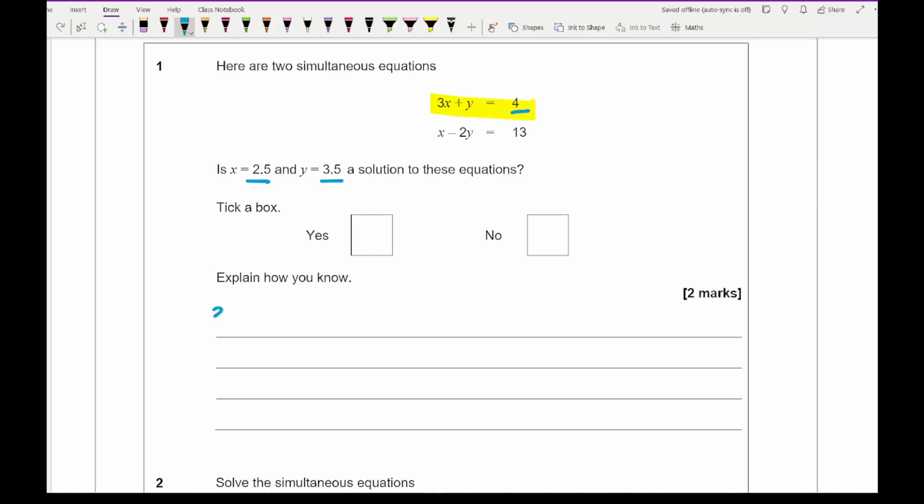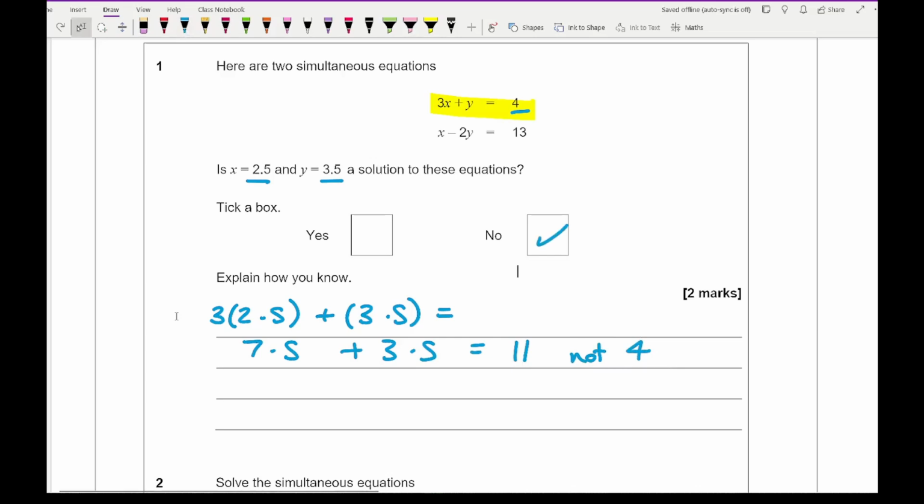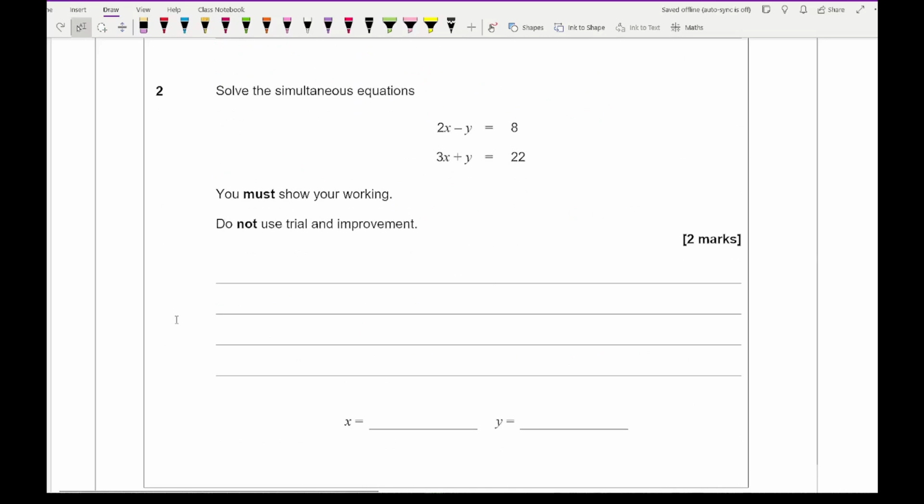So here we've got 3 lots of 2.5 plus 1 lot of y, which is 3.5, and we want to know what that equals. So here we've got 3 times 2.5 is 7.5 plus 3.5, which equals 11, and as you can see, that's not 4. So then, is the solution correct? No, it is not.